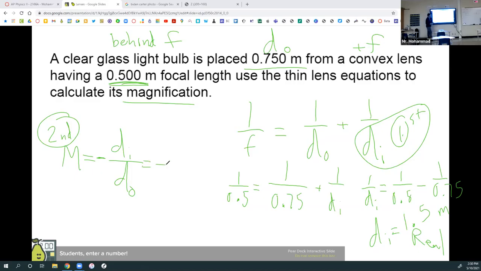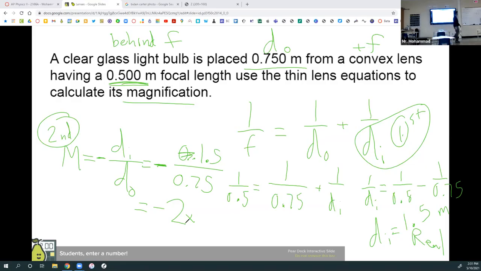Now, the next thing to do is to determine the magnification. So this was, I'm sorry, 1.5. And there's a negative in front of it, 1.5 over 0.75. So the reason this is going to be negative, because remember, real images are inverted. So the fact this is negative means that it's inverted. I got a negative 2. So this means it's 2 times its original size, but it's upside down. So magnification of 2 means it's 2 times bigger, but it's upside down.